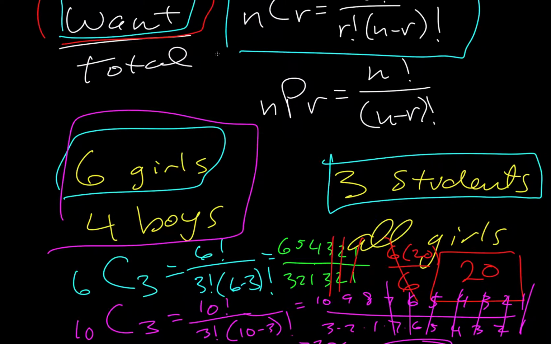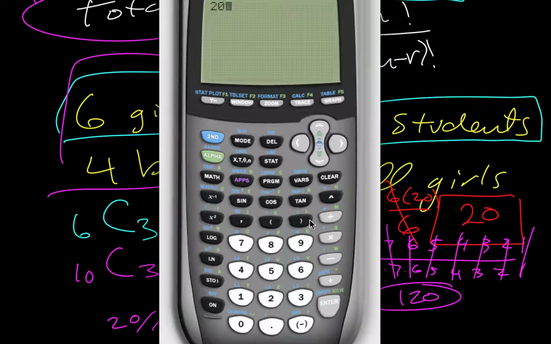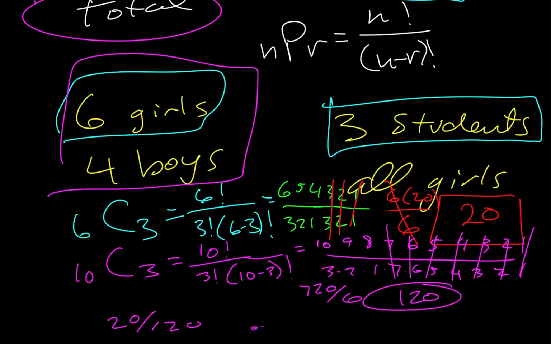So when we come back up here, we do what we want, 20, divided by our total, which was 120. So we're going to say 20 divided by 120. Go back to our calculator. And we get 0.166 repeating. Okay, if we round that to the nearest percentage, we're going to say about 17%. So we have a 17% chance that we'll get an all-girl committee.